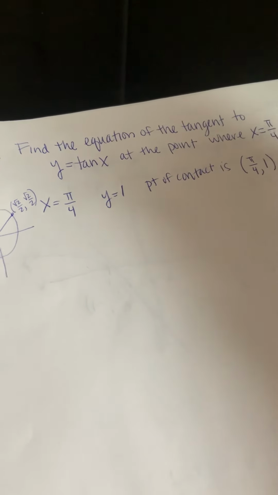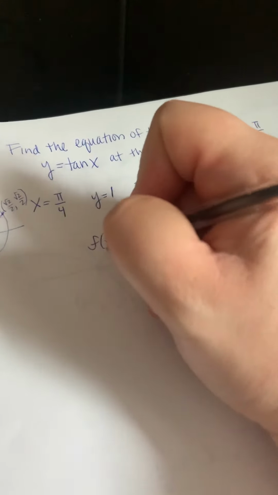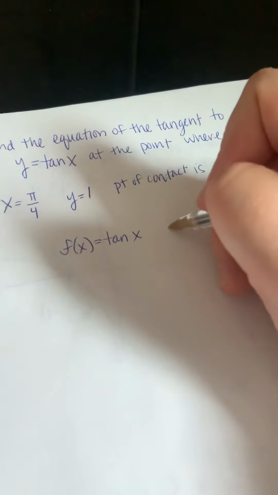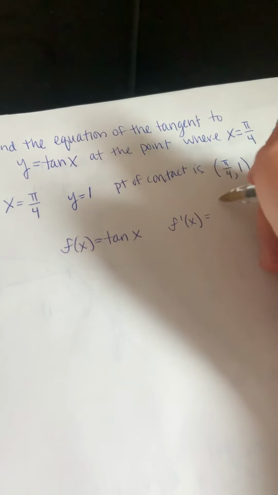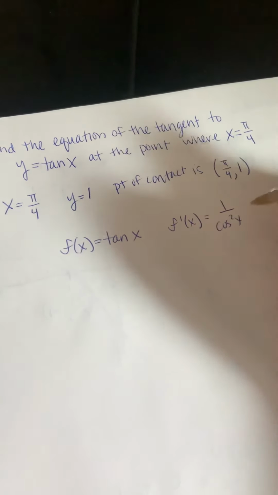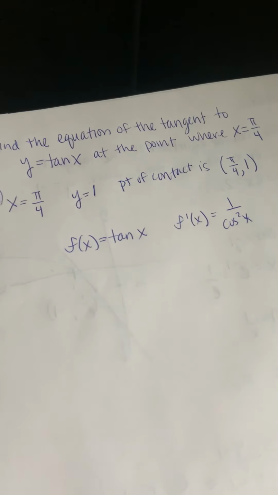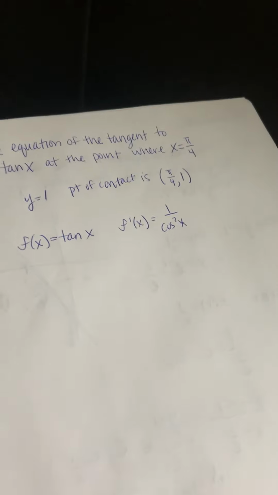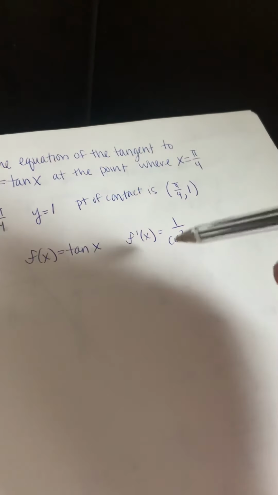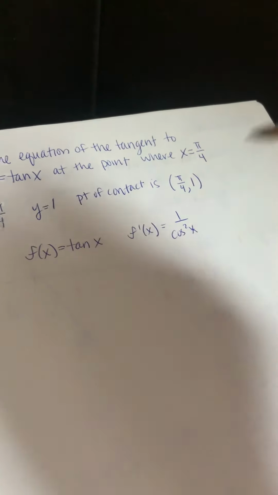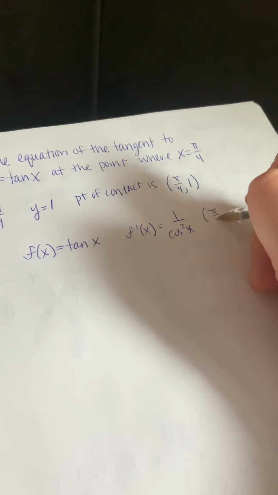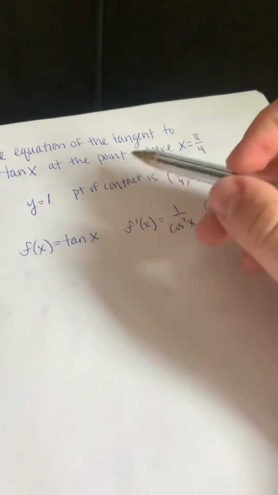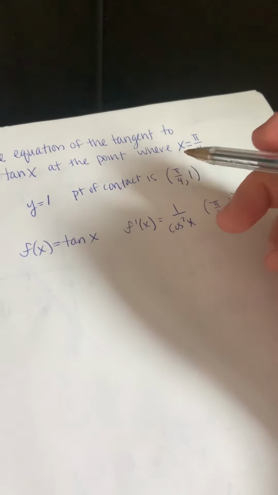Okay, so now if f of x is tangent of x, we know that f prime of x is equal to 1 over cosine squared of x, which is all fine and dandy. To find the gradient of the tangent, you know the point of contact is pi over 4, comma 1. You're going to plug in pi over 4 into cosine of x.